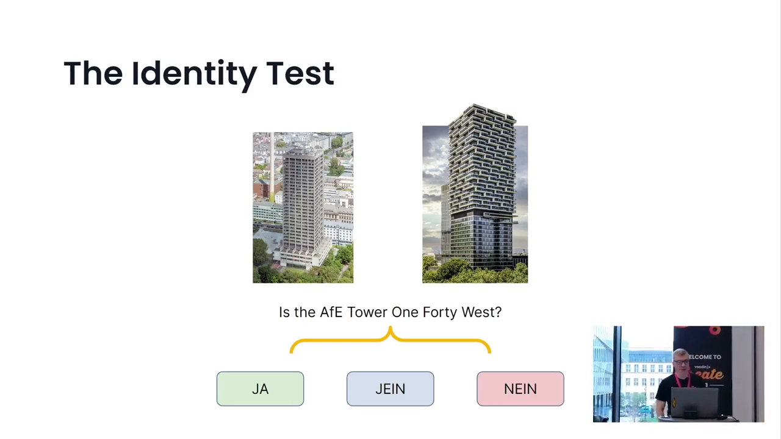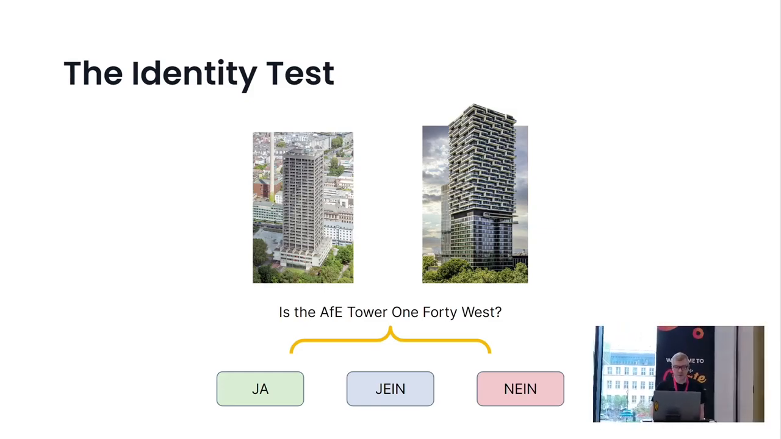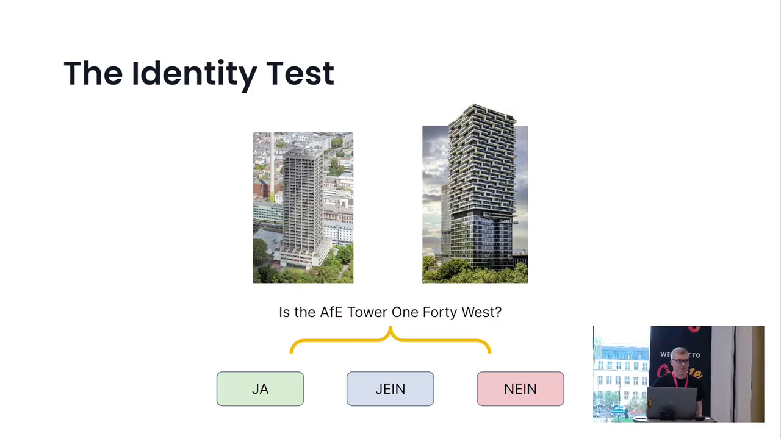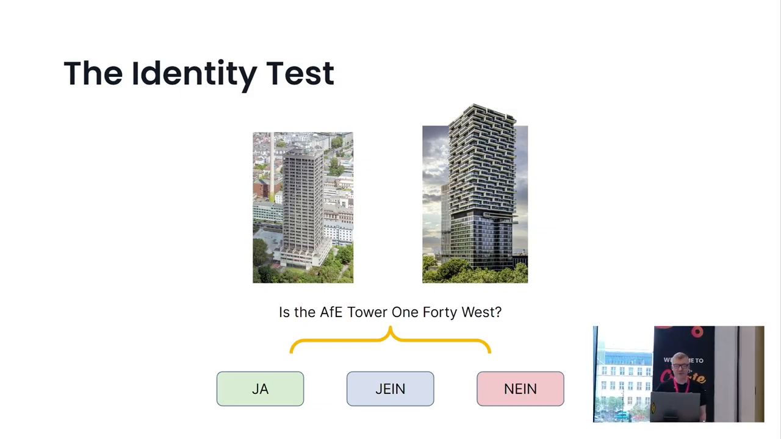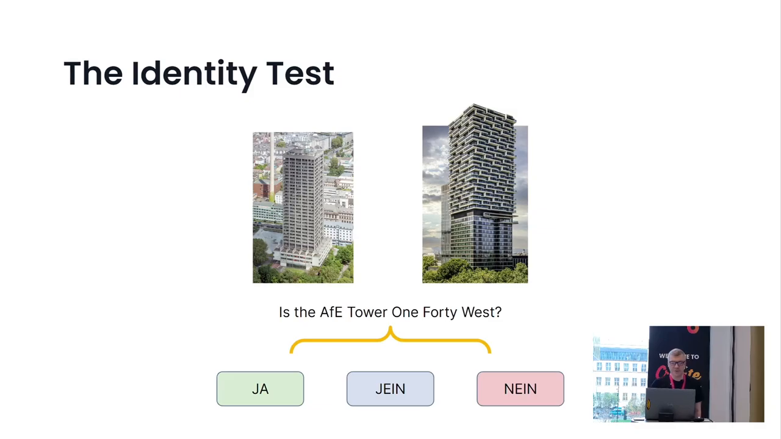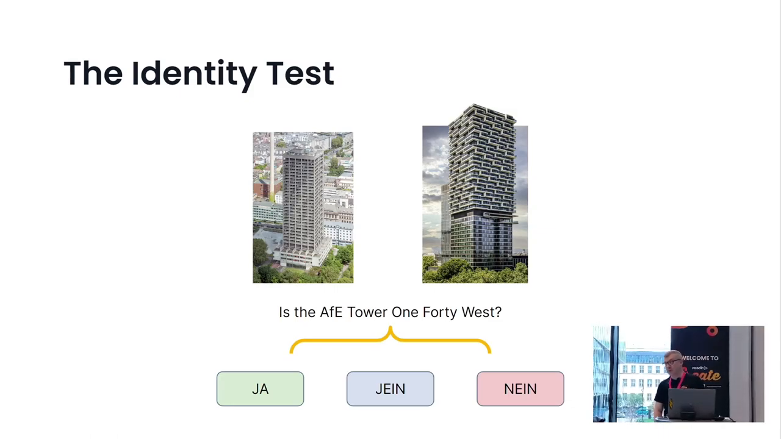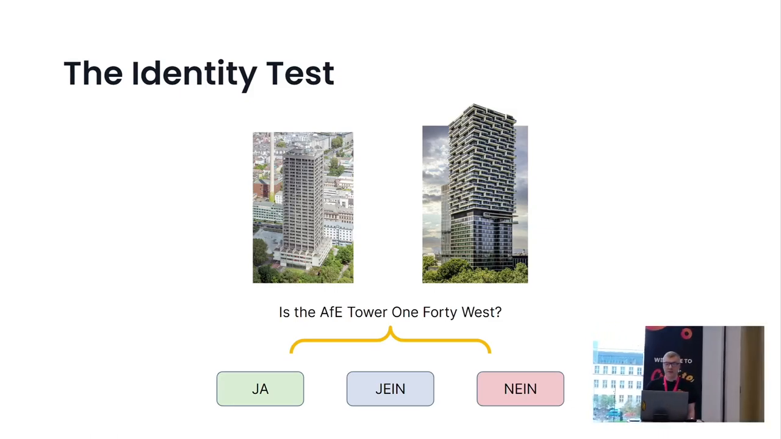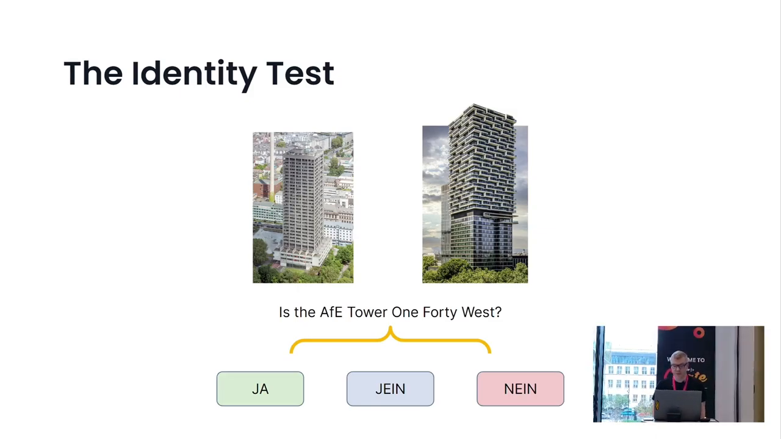So the way the identity test works is you ask, is the new system the old system? And if you can answer ja, then you know that not enough has changed for this to be considered modernization. If you can answer nein with certainty, then you can also answer that, well, too much has changed, so that it's no longer recognizable, and then this would also not be considered a modernization. And it's only when you have a situation that makes your head hurt, then you can answer jein, and then you do in fact have an example of modernization.